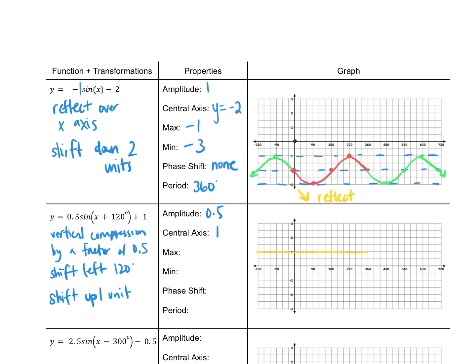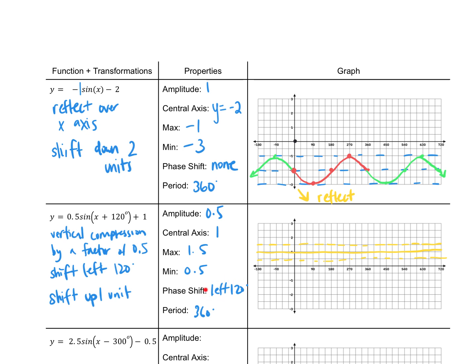So here's the central axis. This is going to get a little squishy. Maximum half above, minimum half below. So that puts us at 1.5 for the max, 0.5 for the min. We're going left 120 degrees, and the period is 360. So we know sine starts at the midline. So instead of starting on the x-axis, I'm going to start here somewhere at 1.